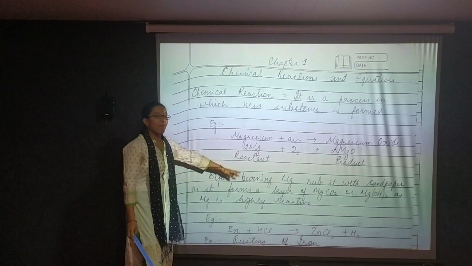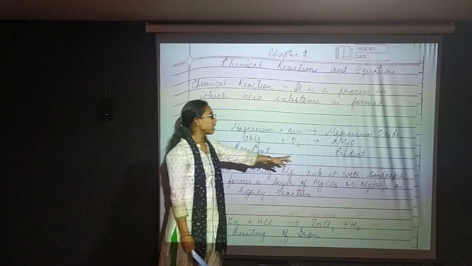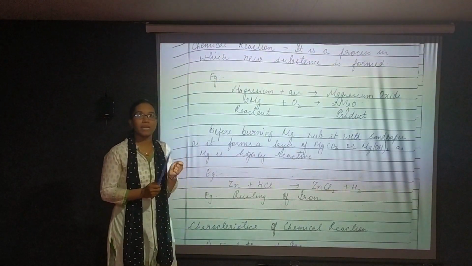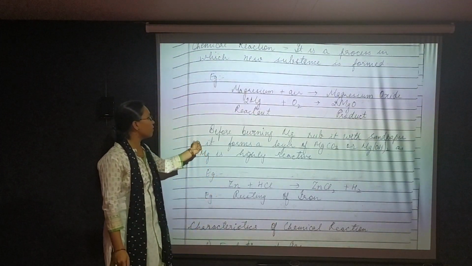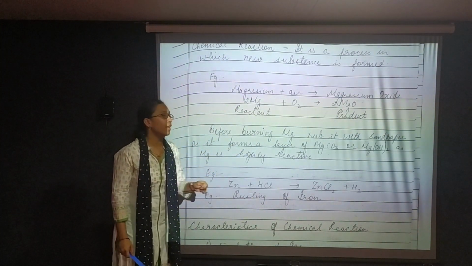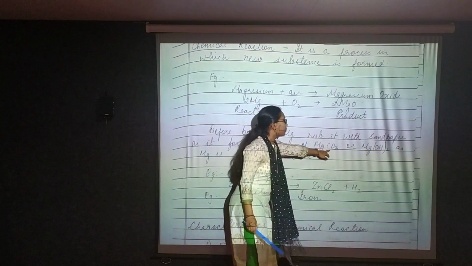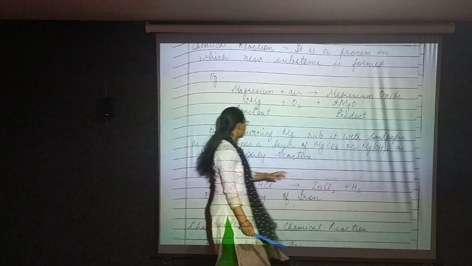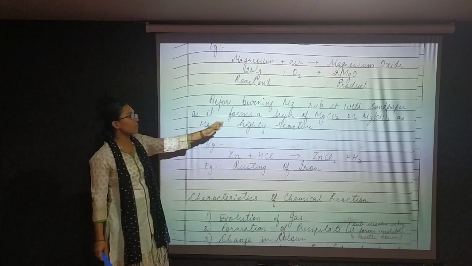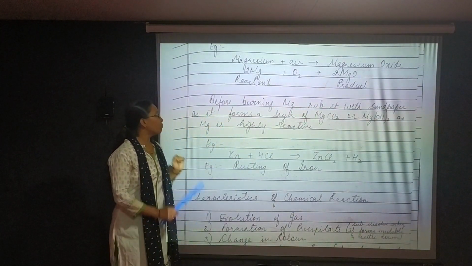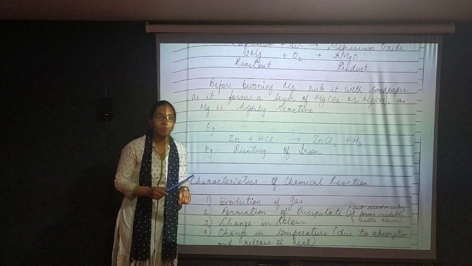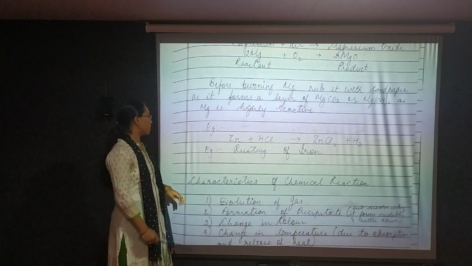Now before burning the magnesium ribbon, you have to rub it with sandpaper, because when magnesium is kept in that form only, it will form a layer of magnesium carbonate or magnesium hydroxide. So magnesium is highly reactive with carbonate and OH. So before burning the magnesium ribbon, you have to rub it with sandpaper.